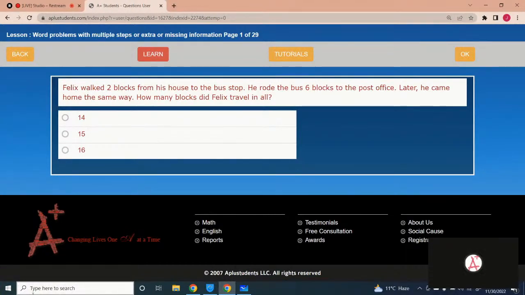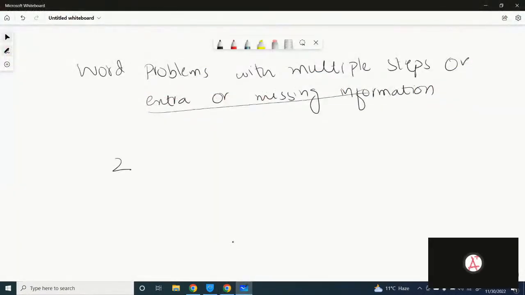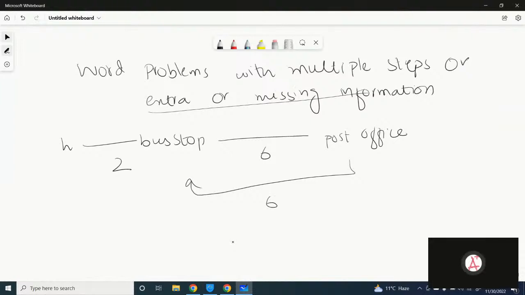Got it. So from home to the bus stop is 2 blocks, then from the bus stop to the post office is 6 blocks, and he also came back the same way, like from here to here, and then from here to here. So you have to calculate all the total value. It would be 2 plus 6 is 8, and 8 plus 8 is 16. That means the total blocks he traveled is 16 blocks.